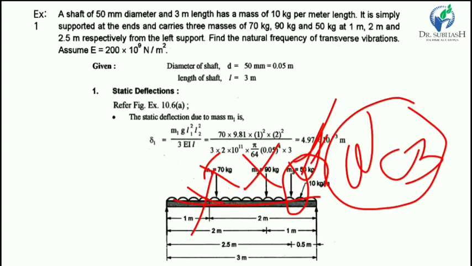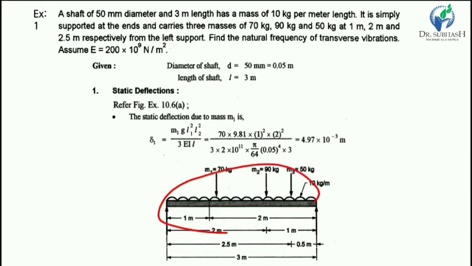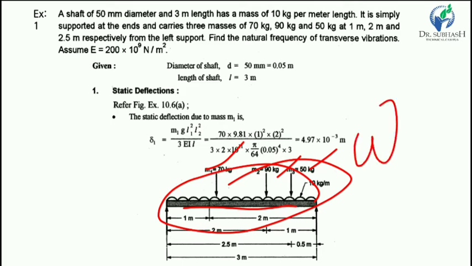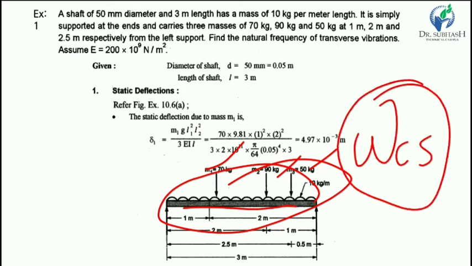This is the circular frequency of the shaft due to the self weight, considering only the self weight of the shaft, not considering any rotor. In that case only the shaft is rotated without carrying any rotors or mass, and for that case we have to find out the circular frequency, which is denoted by omega Cs.